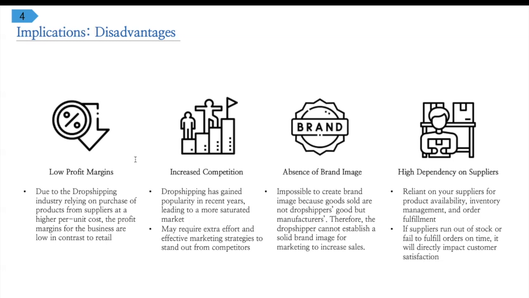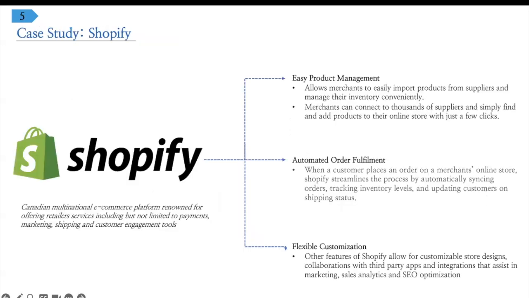Lastly, it is impossible to create a brand image because products sold are not the dropshipper's goods but the manufacturer's. Items being sent out to customers will only include the branding of the manufacturers, and therefore, specialized branding to associate the product with the dropshipper is impossible. Without a clear brand image, a long-term, sustainable business through repeated purchases may be in jeopardy.